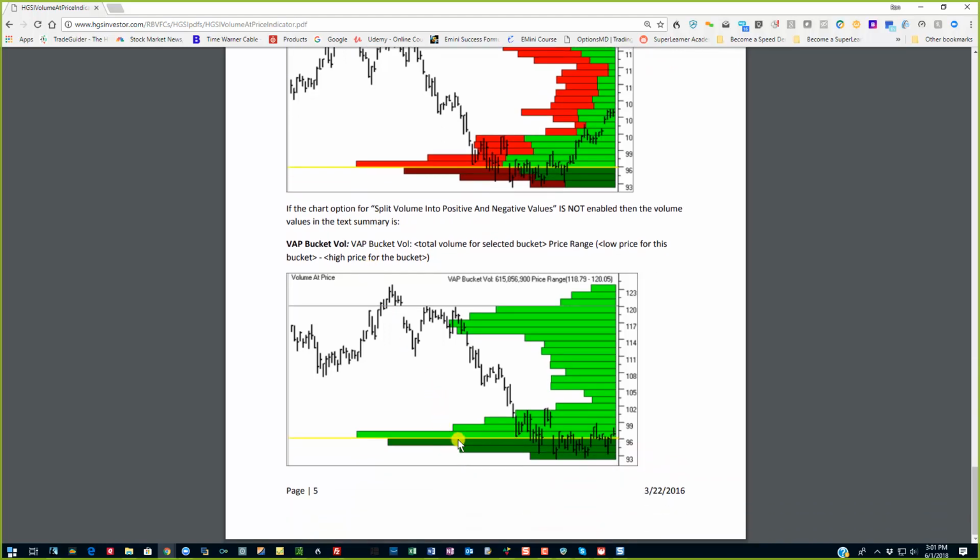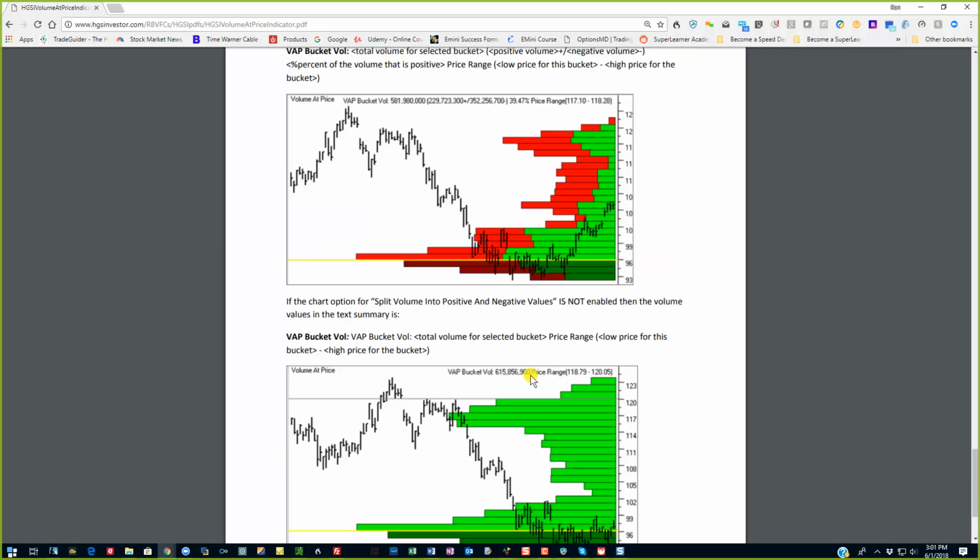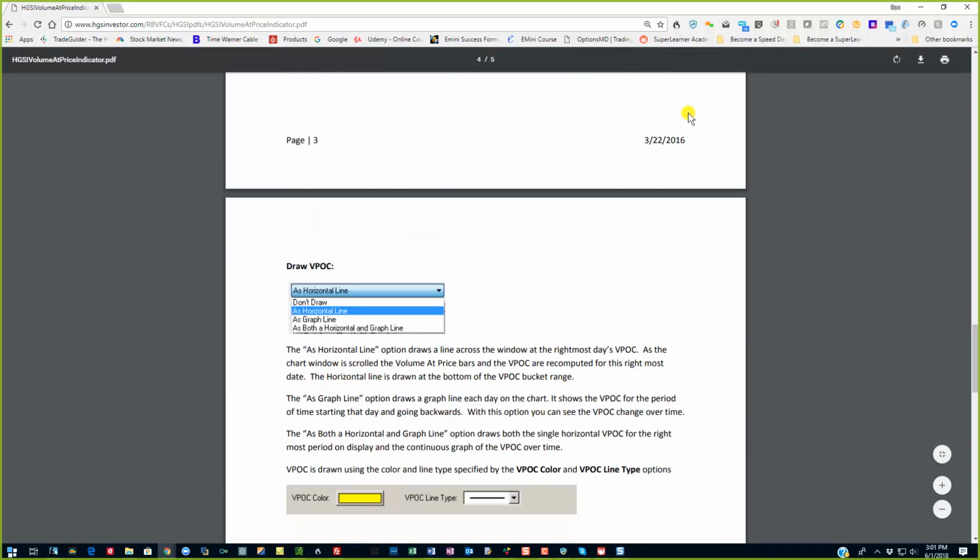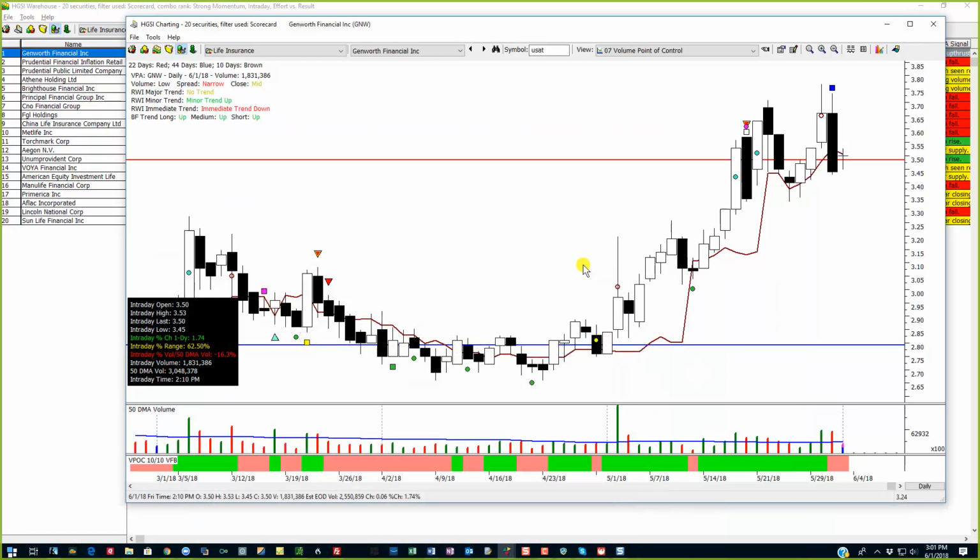And in this chart right here, it looks like he didn't use positive and negative volume on that one. Okay, I don't want to get bogged down on this. Let's go to the live and see if I can clarify this for you.